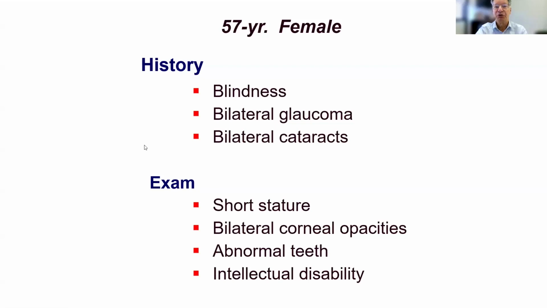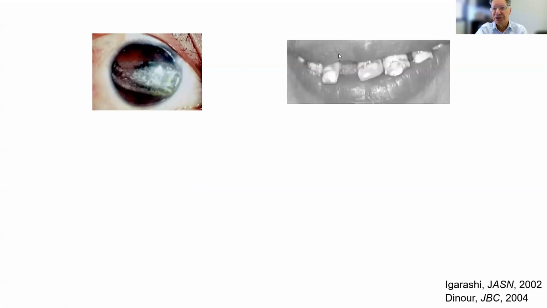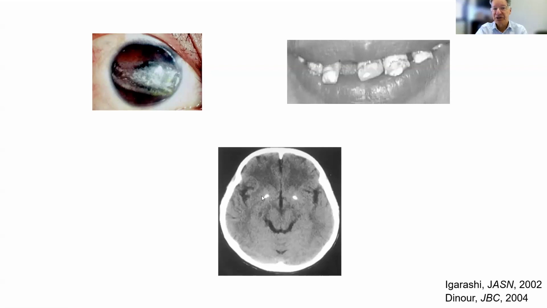So here's a 57-year-old female who was blind with bilateral glaucoma, bilateral cataracts, short stature, on exam, bilateral corneal opacities, abnormal teeth, and intellectual disability. So when you know the phenotype, this really can only be one thing. When you see it, you would know on an exam, if you know the phenotype, what this must be. But this shows the band keratopathy on exam, the abnormal teeth, especially the enamel, and calcifications of the basal ganglia.